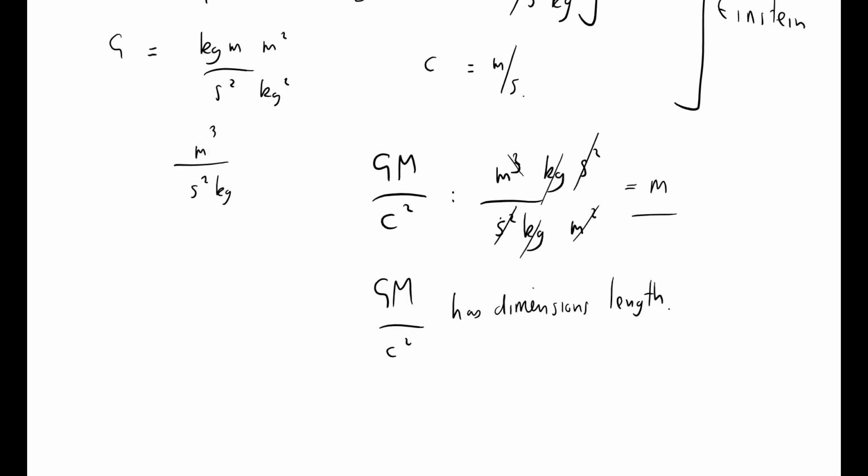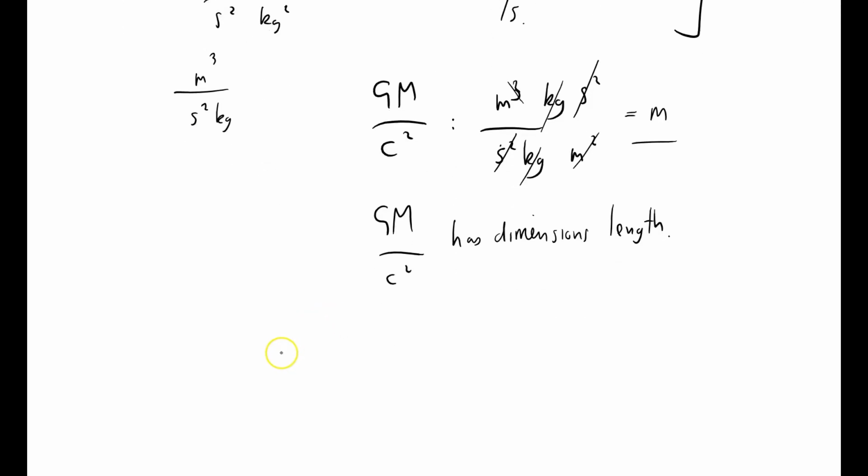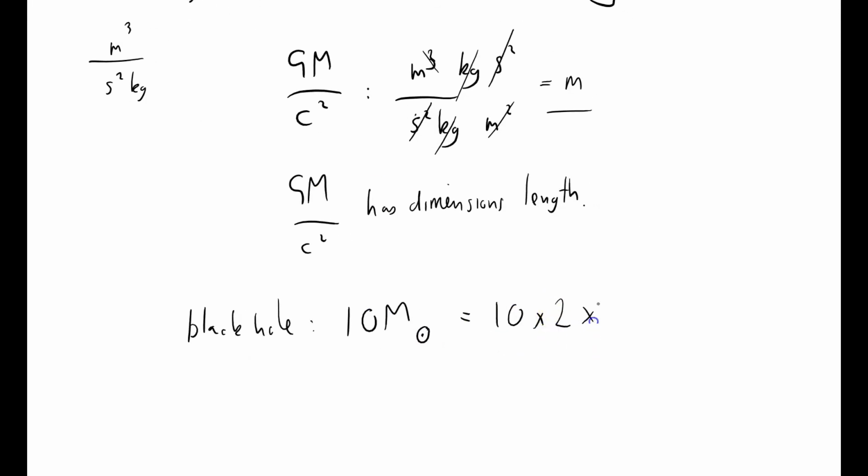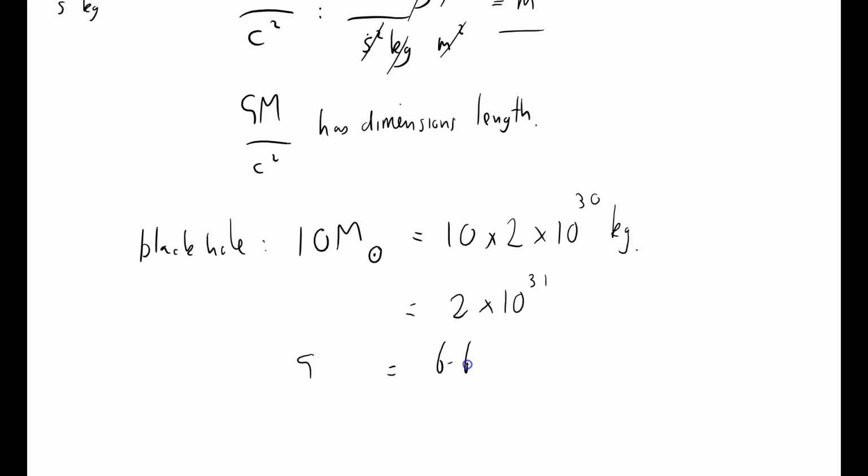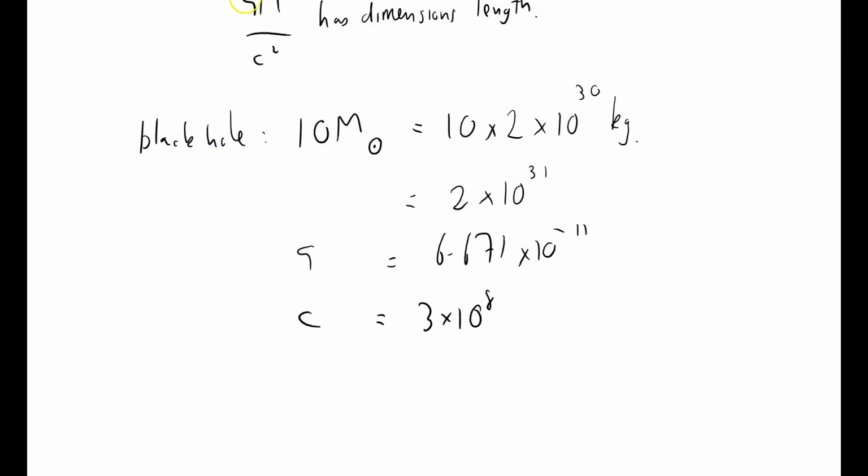Okay, I guess it doesn't hurt to actually put some values in. Let's take a typical mass black hole. A black hole might have mass 10 times the mass of the Sun, which is 10 times 2 times 10 to the 30 kilograms approximately. So I guess that's 2 times 10 to the 31. Big G is equal to 6.671 times 10 to the minus 11, and c of course is 3 times 10 to the 8, all in SI units. So for our little grouping GM over c squared, I'll just work it out in R directly.